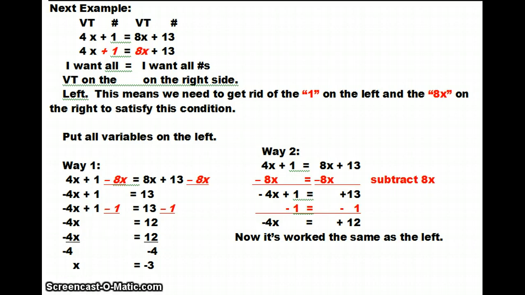Now we're going to go back over to the left where we have the same line. The coefficient of the x is a negative 4, so we're going to divide both sides by negative 4. Negative 4 divided by negative 4 gives us positive 1x. 12 divided by negative 4 gives us negative 3. So we think our answer to this problem is negative 3.